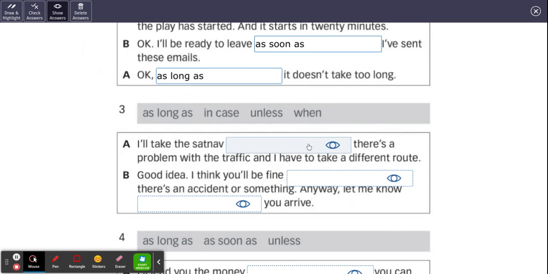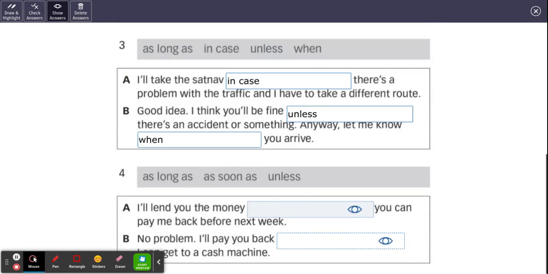Three, in case, you're doing something to make plans in case something goes wrong. Unless means if not, or as long as there isn't. And let me know when you arrive. And the last one, I'll lend you the money as long as you can pay me back. No problem, I'll pay you back as soon as I can get to a cash machine. Okay, that's that one done.